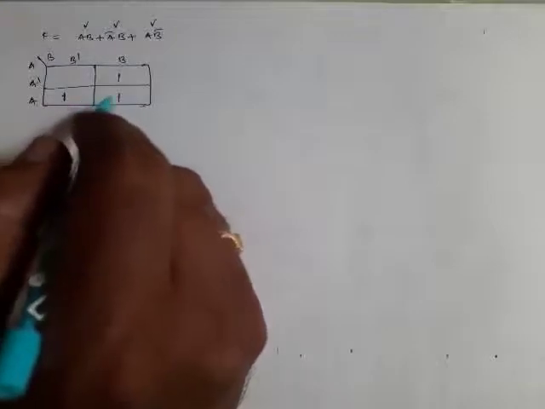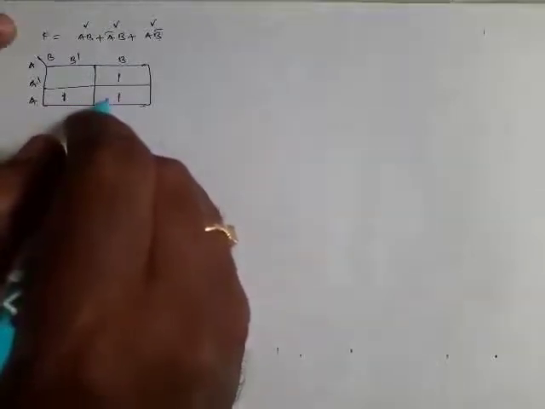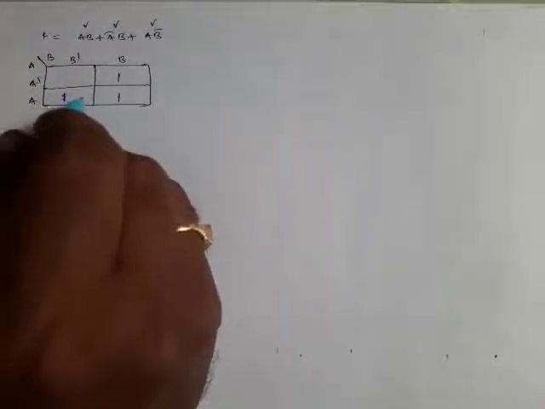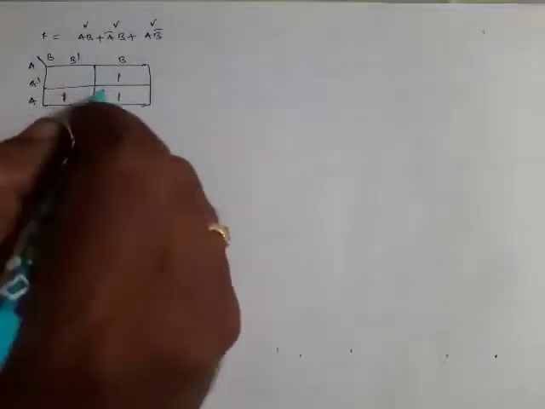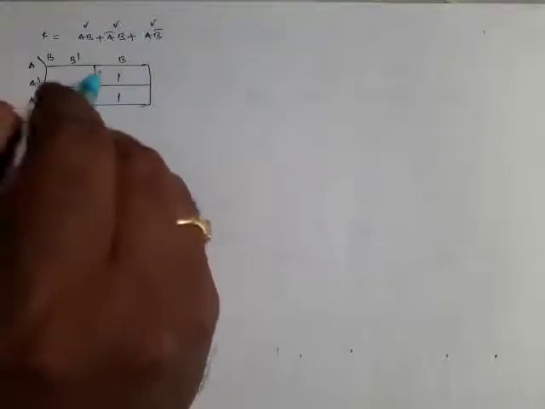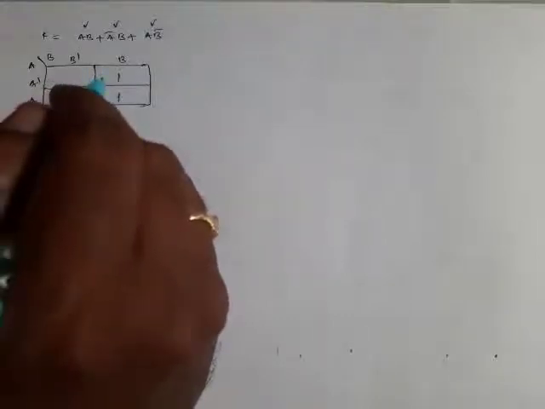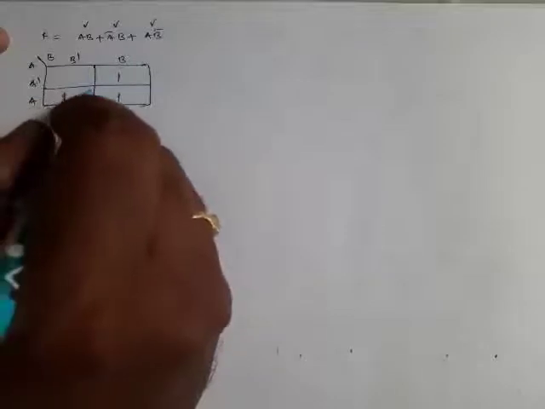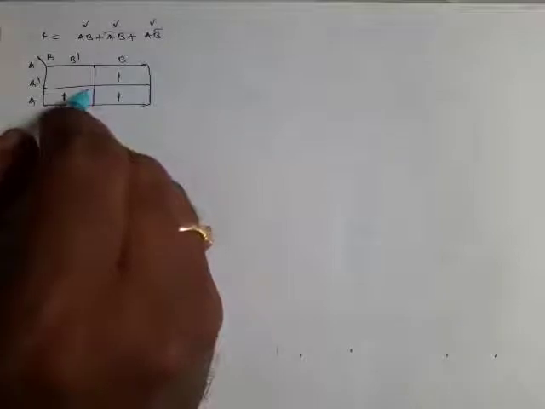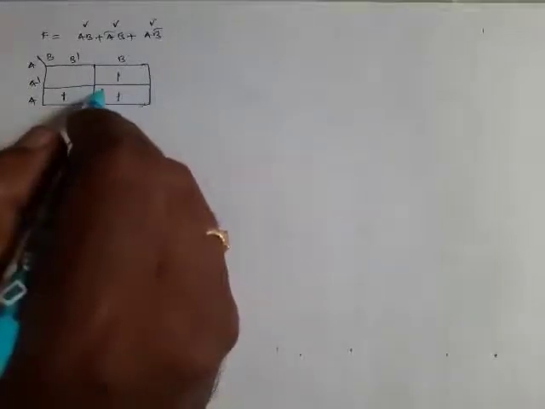And now we have to look at the cells which are containing ones, and in order to simplify, we have to group the cells containing 1. But how to group the cells? For example, we can group only adjacent cells. So we can group only adjacent cells.